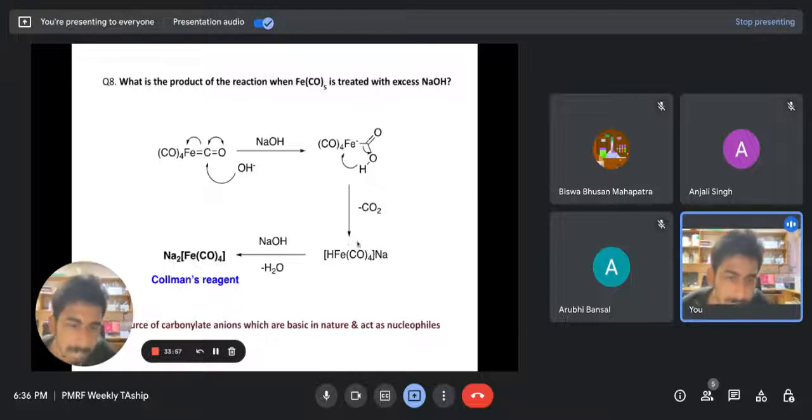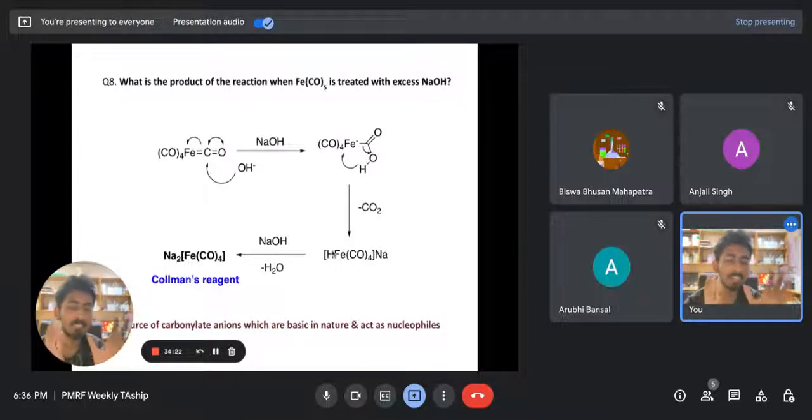Now this negatively charged anionic group is quite reactive in nature. This class of compounds is called carbonylate anions. So I have written a line here. What are carbonylate anions? Carbonylate anions have a negative charge on the compound, a negative charge on the metal center, and they have a hydride. Hydride is a very strong electron donor. So the electron density of this anion is very high.